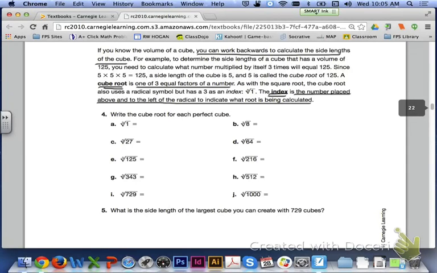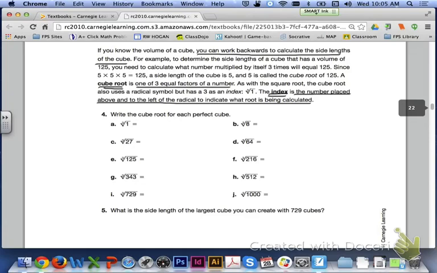Continuing on page 480, much like we did with square roots in problem 1, if you know the volume of a cube, you can work backwards to calculate the side lengths of the cube. For example, to determine the side lengths of a cube that has a volume of 125, you need to calculate what number multiplied by itself 3 times will equal 125. Since 5 times 5 times 5 is equal to 125, a side length of the cube is 5 and is called the cube root of 125.